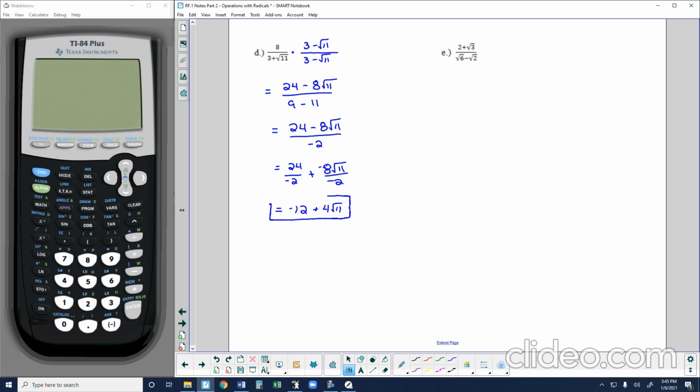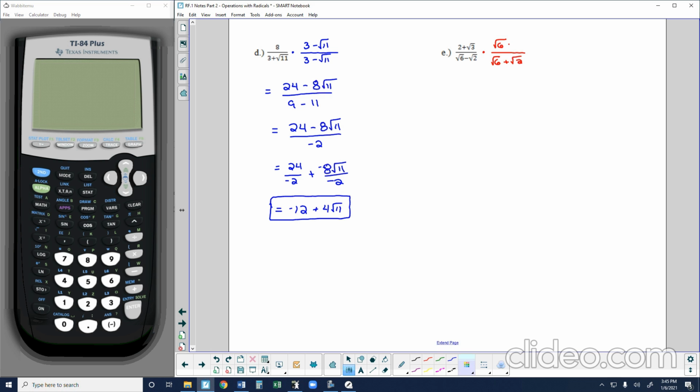So when I have a binomial where one of the terms is a root, I can use its conjugate to rationalize the denominator. The same thing would happen with E. So take a look at E and see what you would multiply by to rationalize the denominator. If you said root 6 plus root 2, you'd be correct.